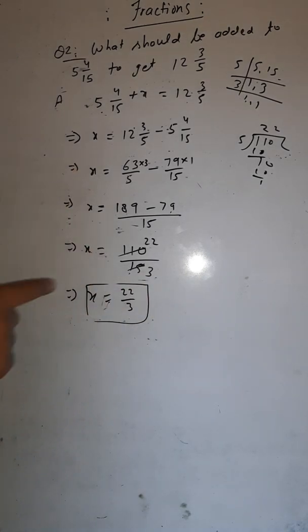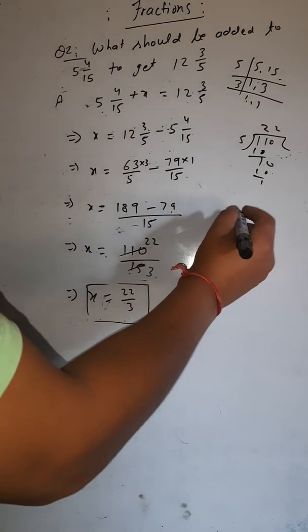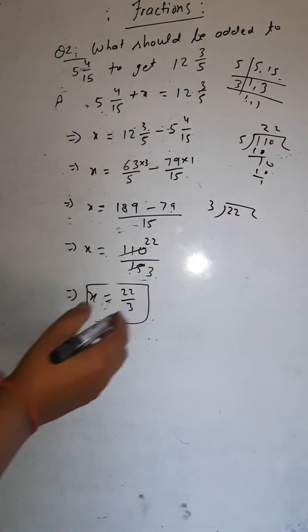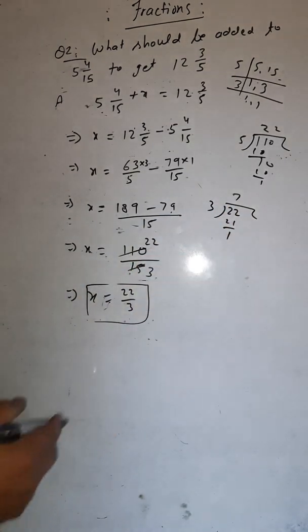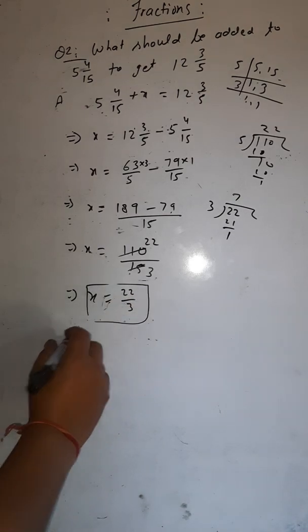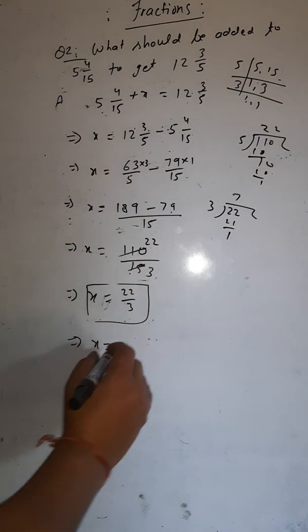If you want to change it into a mixed fraction, you can change it also by dividing 22 by 3. Just divide 22 by 3. How many times does it go? 3 sevens are 21, 1 is the remainder. So x would be the quotient, you would write it first, that is 7.